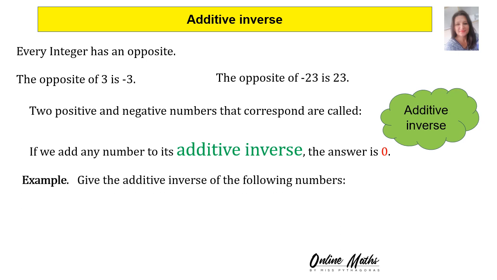Example. Give the additive inverse of the following numbers. A, 21's additive inverse will be negative 21. B, negative 53's additive inverse will be plus 53. And you don't have to write the plus, I just do it for you to understand a little bit better. C, minus 102's additive inverse will be plus 102. D, 6,200's additive inverse is negative 6,200.